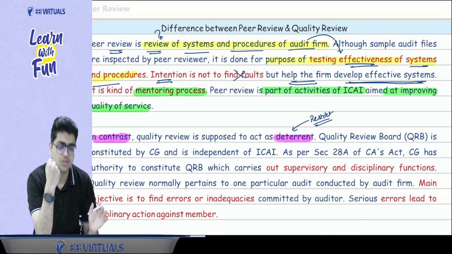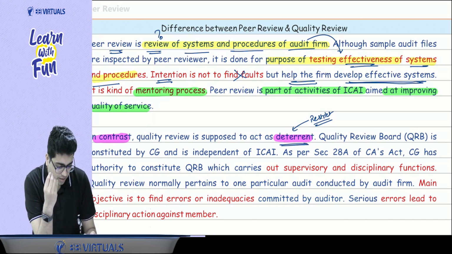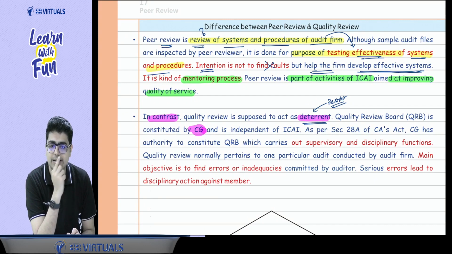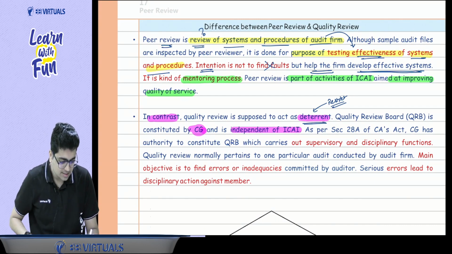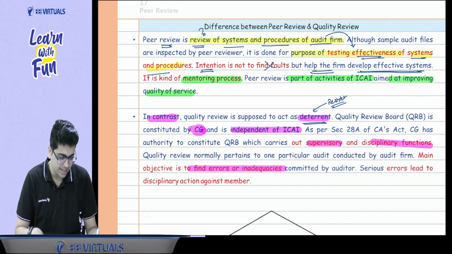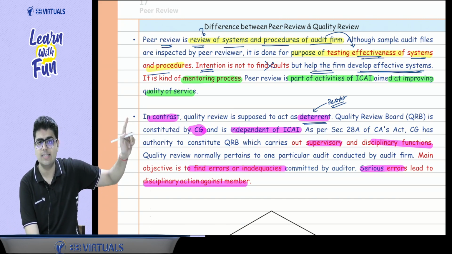I hope you are getting the emotion out of it. So quality review acts as a deterrent. Quality review board is again constituted by the central government and it is independent of ICAI. The main functions are supervisory and disciplinary functions, and the objective is to find errors and inadequacies. In case there are serious errors, it will lead to disciplinary action or punitive action against the members. Again, in contrast, it is a deterrent.